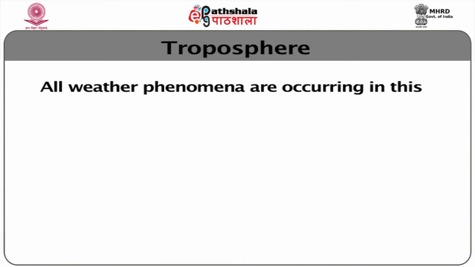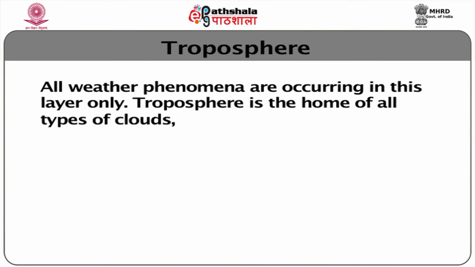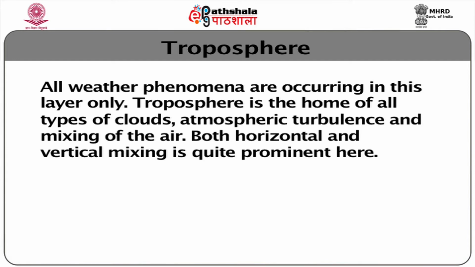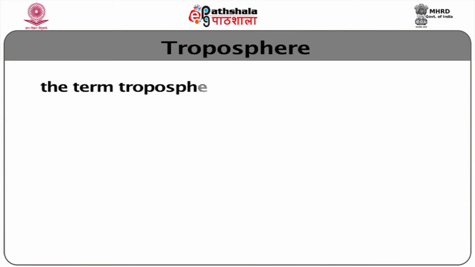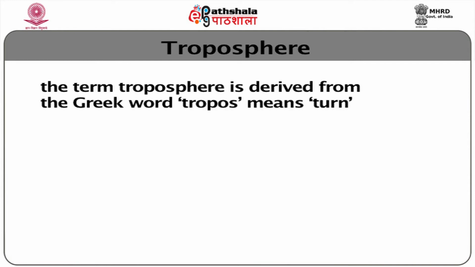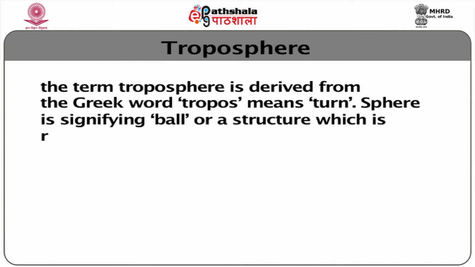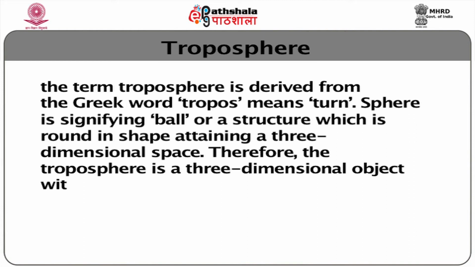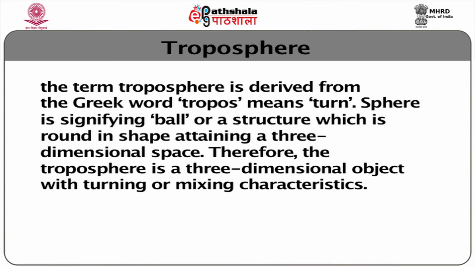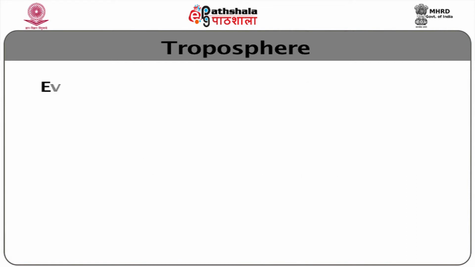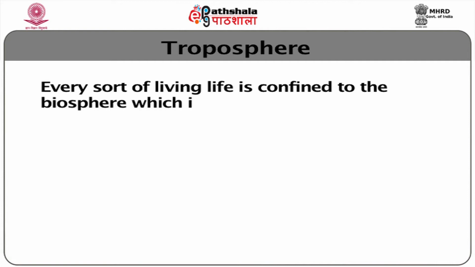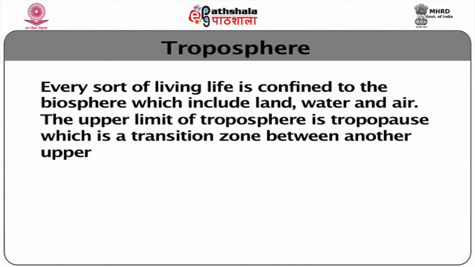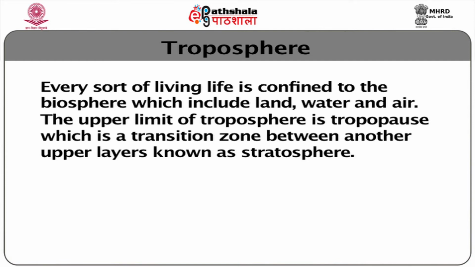All weather phenomena occur in this layer only. Troposphere is the home of all types of clouds, atmospheric turbulence and mixing of the air. Both horizontal and vertical mixing is quite prominent here. In fact, the term troposphere is derived from the Greek word tropos, meaning turn. A sphere signifies a ball or a structure which is round in shape, occupying 3-dimensional space. Therefore, troposphere is a 3-dimensional object with turning or mixing characteristics. Every sort of living life is confined to the biosphere, which includes land, water and air. The upper limit of the troposphere is the tropopause, which is a transition to another upper layer known as the stratosphere.